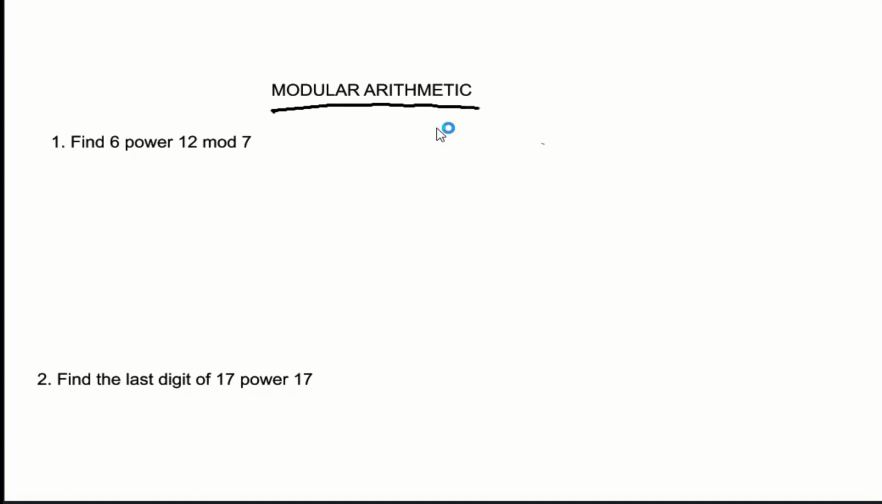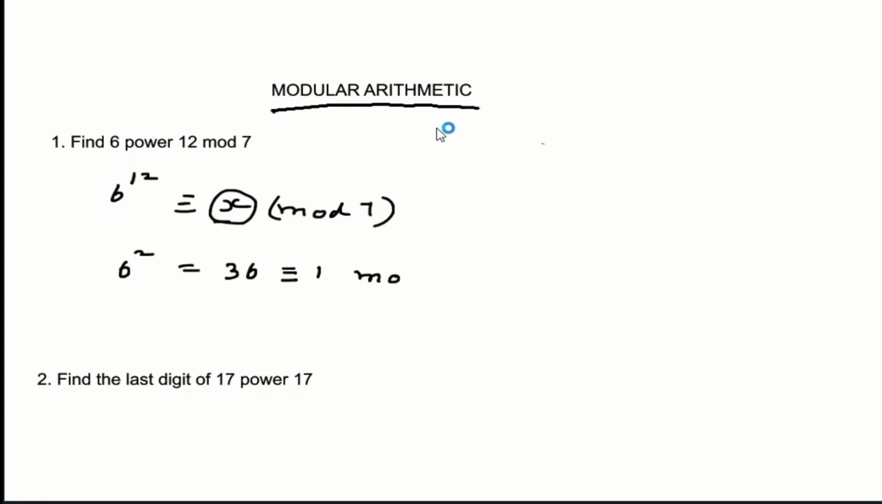Find 6 power 12 mod 7. So how should you write the question? As 6 power 12 is congruent to x mod 7. That is what is given, and you are asked to find the value of x. Now let us write 6 power 12. We know that 6 squared is equal to 36. 36 when divided by 7 gives 1 as the remainder. So I can write 36 is congruent to 1 mod 7, because, as I have told you already, keeping 1 here makes it so much easier.